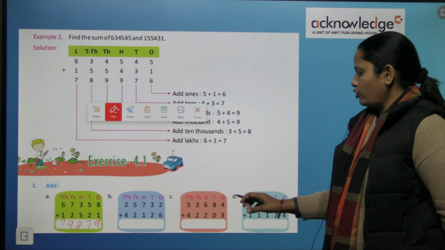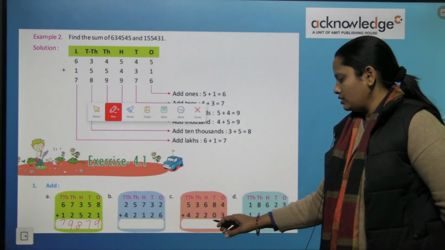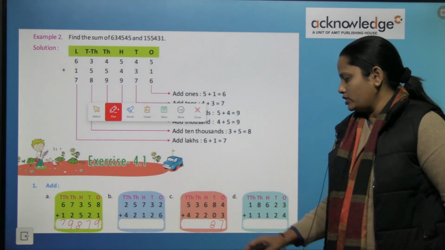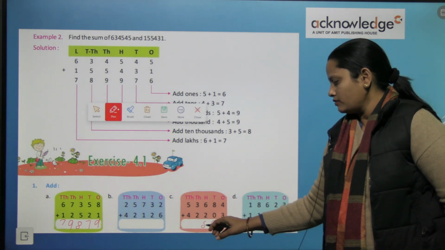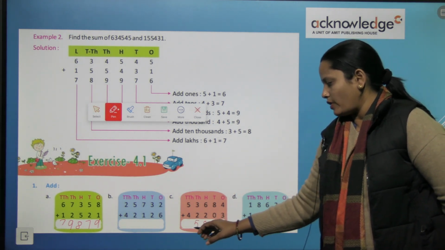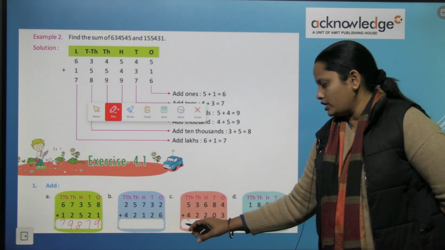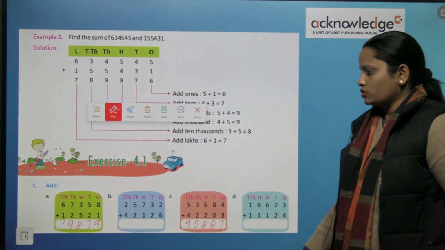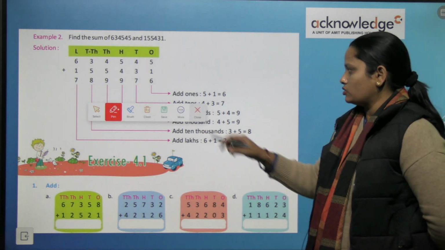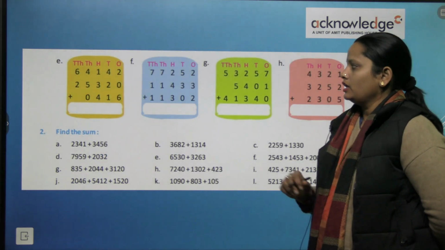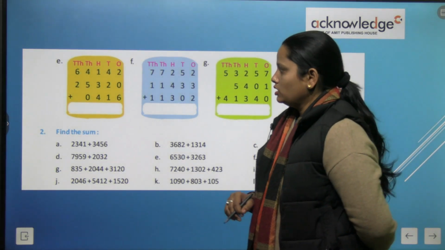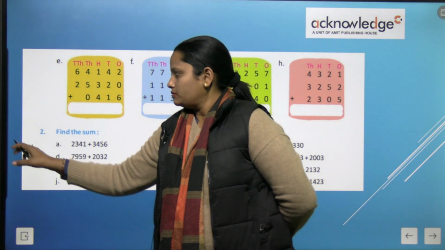Next, 4 plus 3, 7. Here 8 plus 0 is 8 only. 6 plus 2 is 8. 3 plus 2 is 5. And 5 plus 4 is 9. So these remaining two questions you have to do on your own, like this only. Now let's move on to the next page.